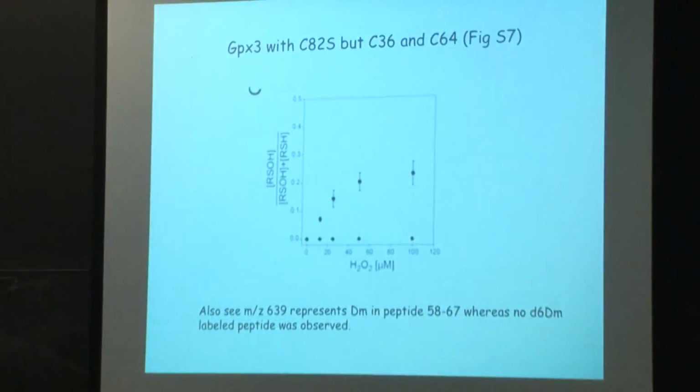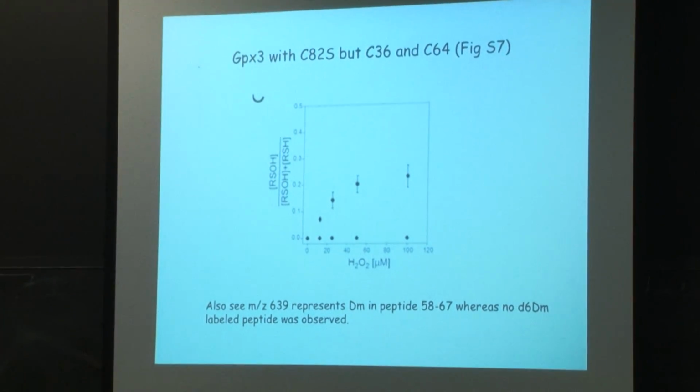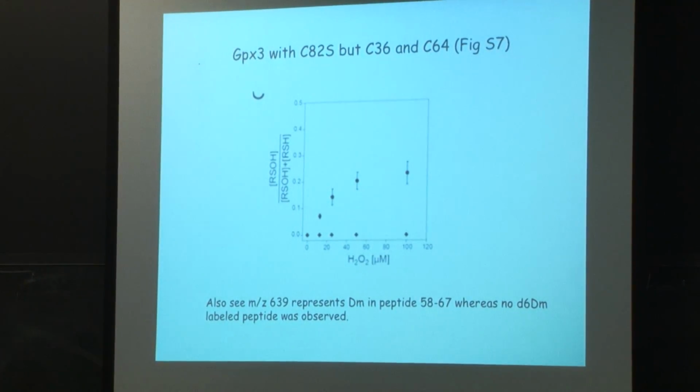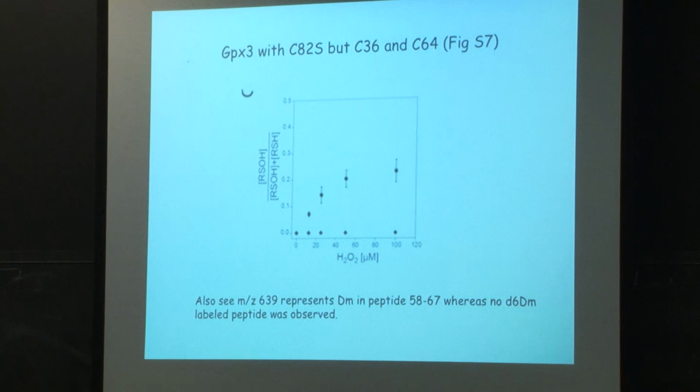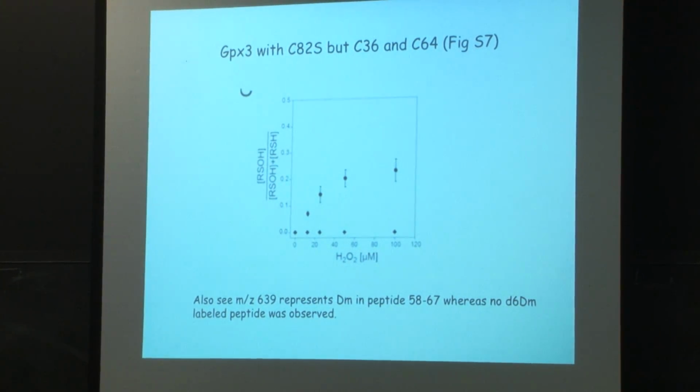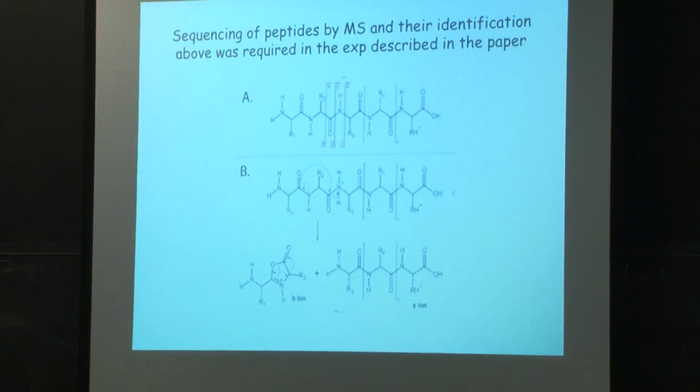So that suggests that cysteine 36 is the one, in the case of the test tube, glutathione peroxidase, that's interesting and is being modified. So it is selective. It doesn't say anything about the biology because they're not looking at the biology of GPX3. And so then this is the method that they used.